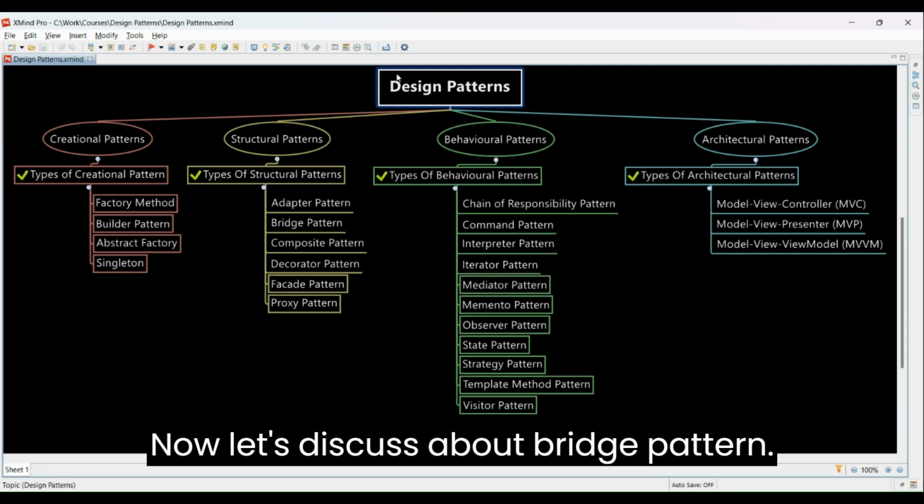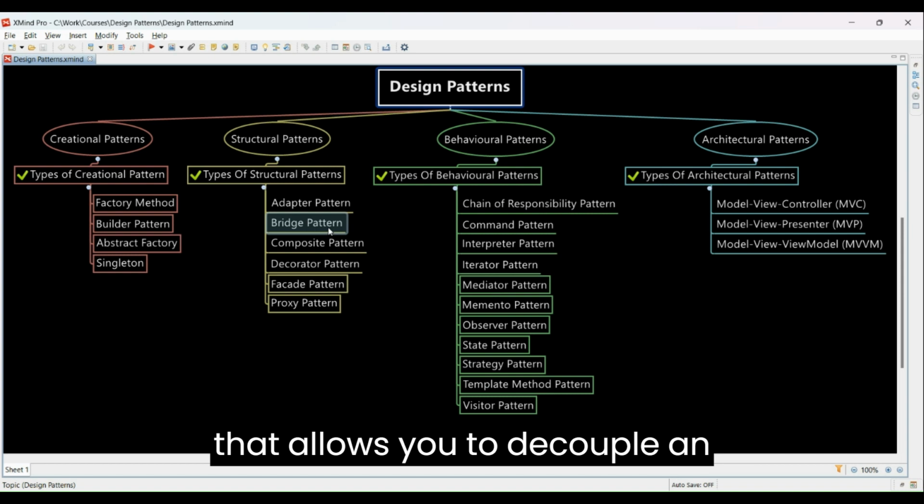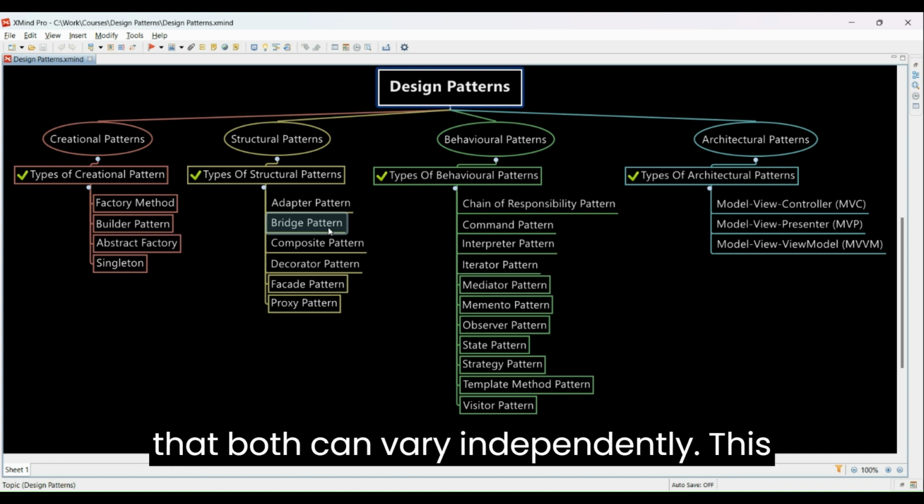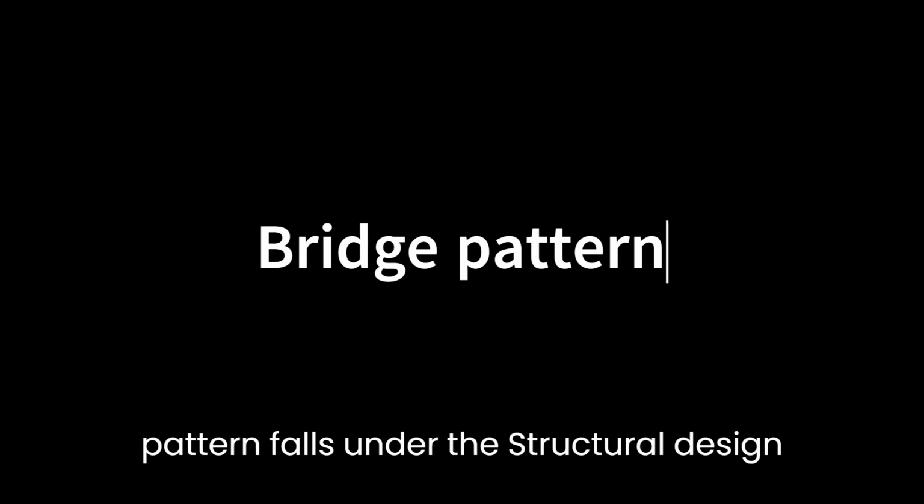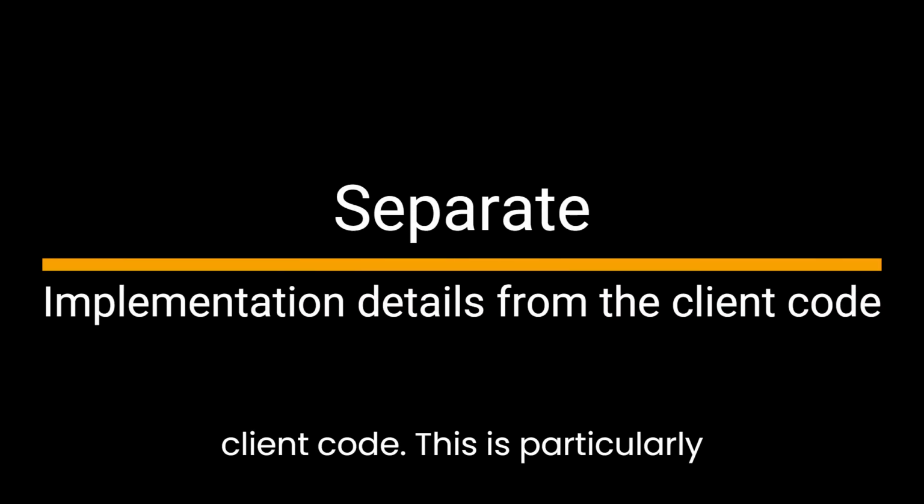Now let's discuss the bridge pattern. The bridge pattern is a design pattern that allows you to decouple an abstraction from its implementation so that both can vary independently. This pattern falls under the structural design pattern category. The main purpose of using the bridge pattern is to separate the implementation details from the client code.